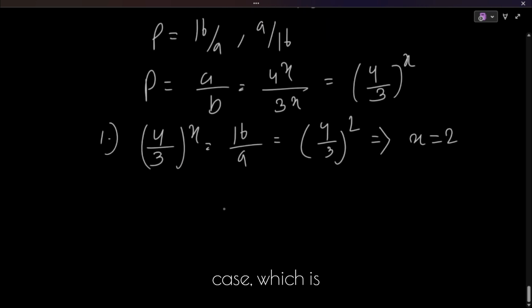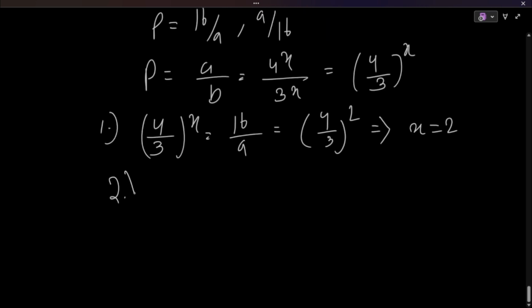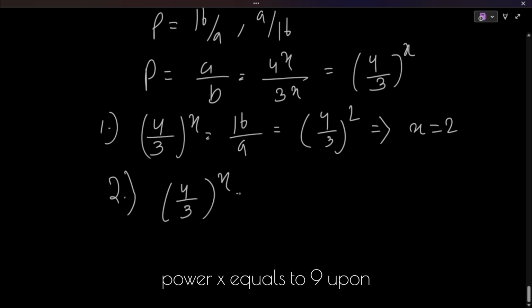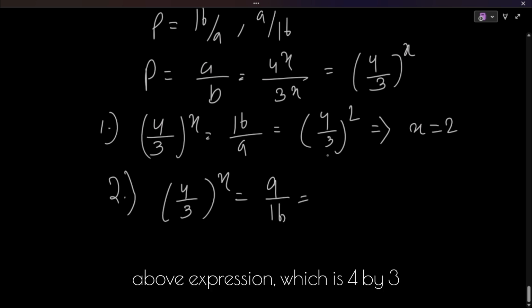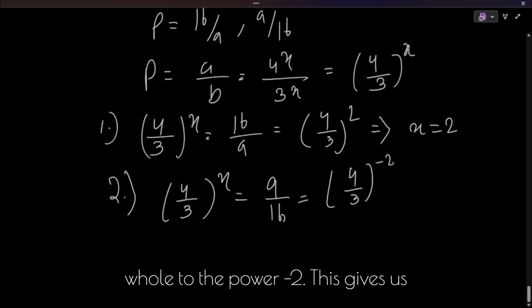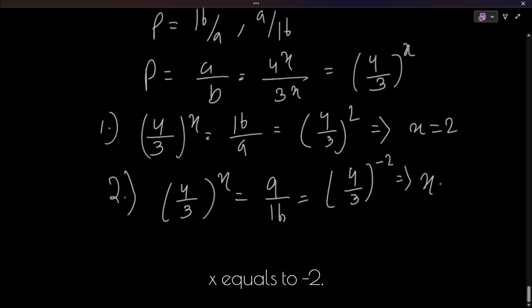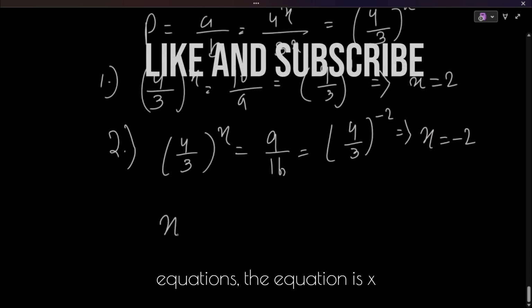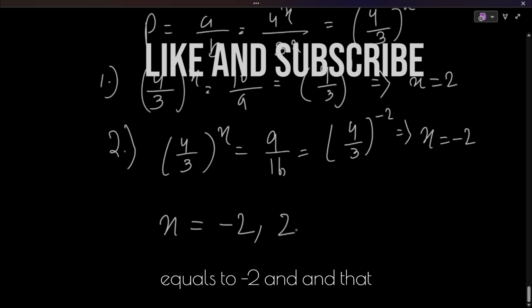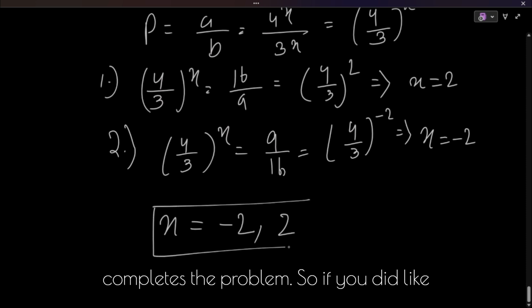And the second case, which is 4 by 3 whole to the power x equals to 9 upon 16, which is just the reciprocal of the above expression, which is 4 by 3 whole to the power minus 2, right? This gives us x equals to minus 2. So the only two real solutions to the equation is x equals to minus 2 and 2. And that completes the problem.